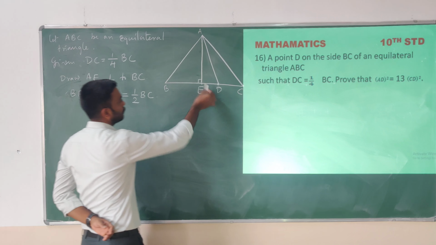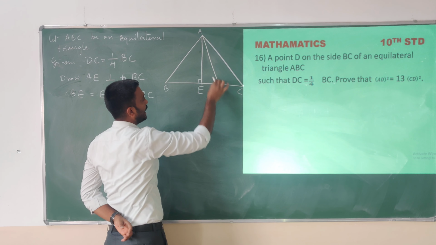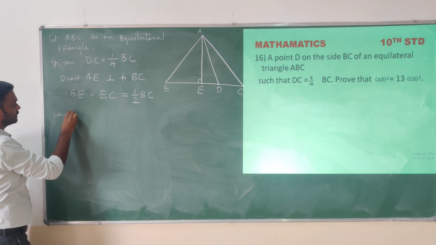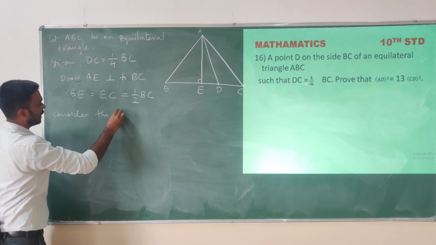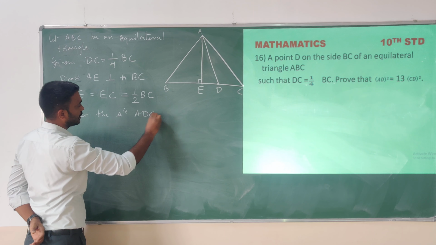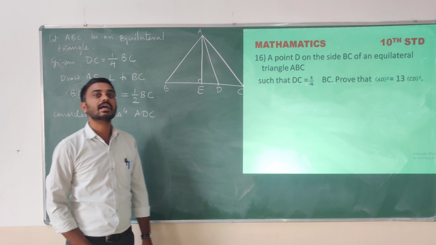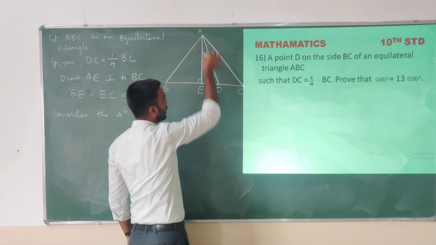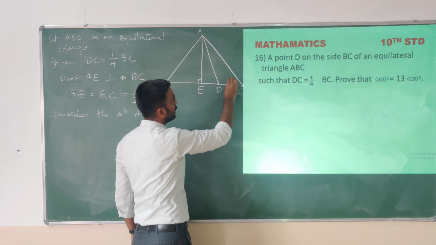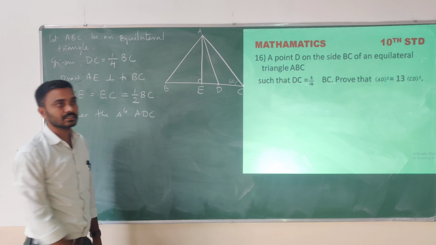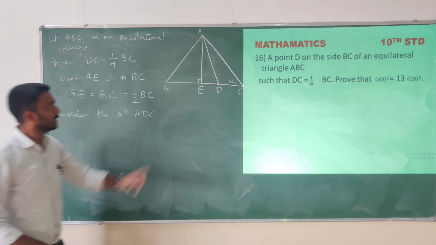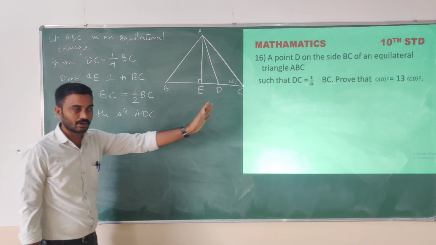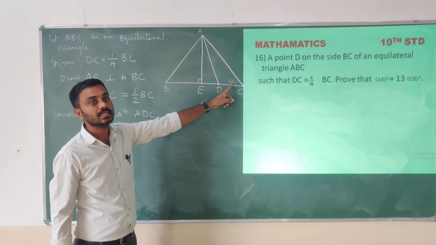Now in this figure, consider the triangle ADC. Now we all know that there is an acute angle theorem. So why do we need to apply the acute angle theorem? Because here in this triangle ADC we have the angle C as 60 degrees. Why is the angle 60 degrees? C is 60 degrees because ABC is an equilateral triangle. All the internal angles are equal, so each has a measure of 60 degrees.